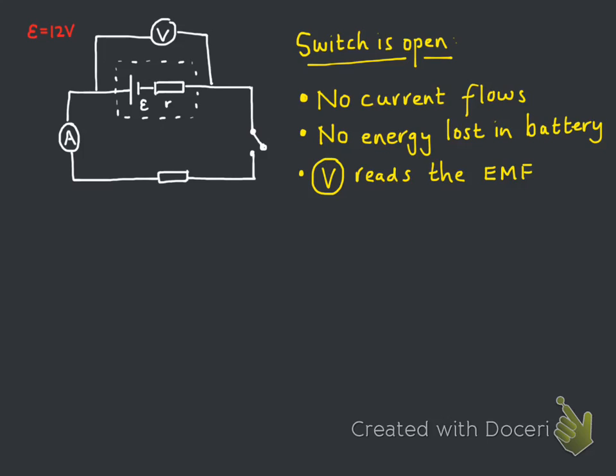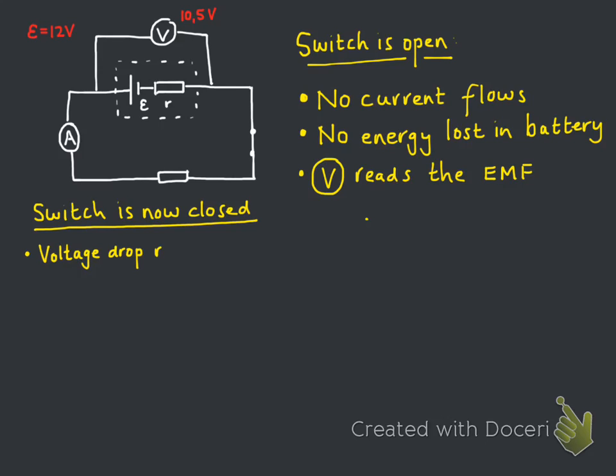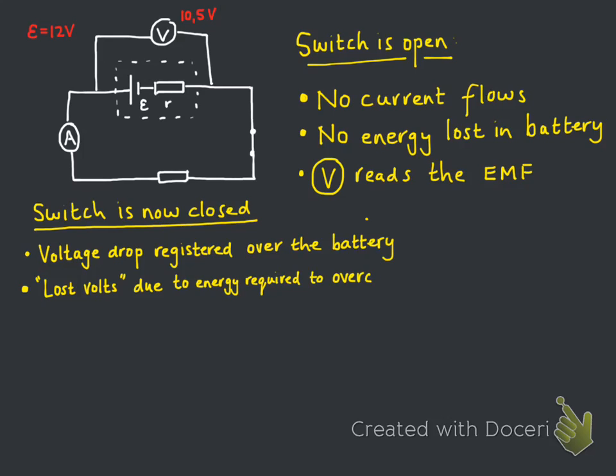Let's just imagine for our sake that the EMF of this particular battery is 12 volts, and the voltmeter over that battery would read 12 volts. If we then close the switch, the first thing we notice is that there's a drop of the voltmeter. It was at 12 volts, it's now reading 10.5 volts. And so our first observation is that there's a voltage drop registered over the battery. We refer to that voltage drop as the lost volts, and the reason for those lost volts is that energy is required to overcome the internal resistance.